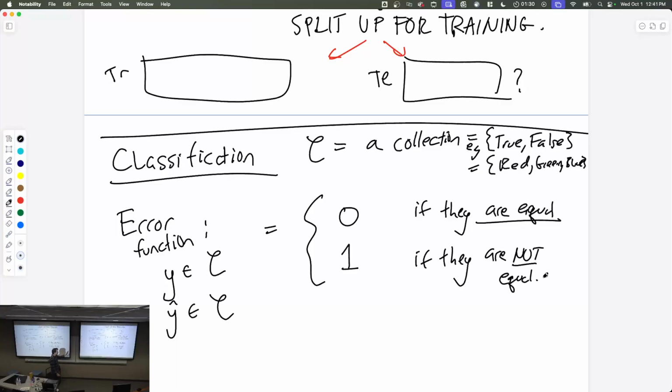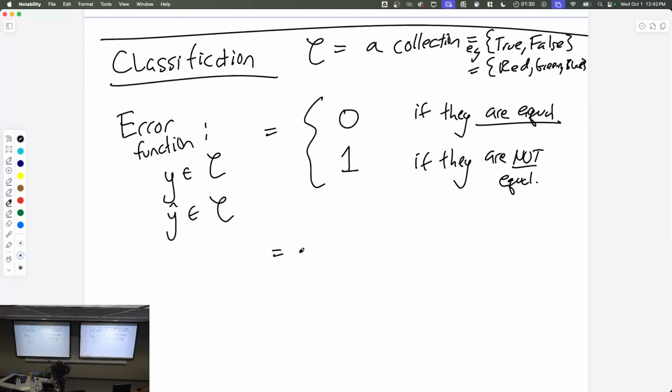But for classification, if you get it wrong, it doesn't matter how you got it wrong. You always get hit on the head one time by a big hammer, okay? You get one, that's why it's called a loss function. It's like how much did you lose? You lose 1 point if you get it wrong. And some people write this like this, they say it's the indicator function.